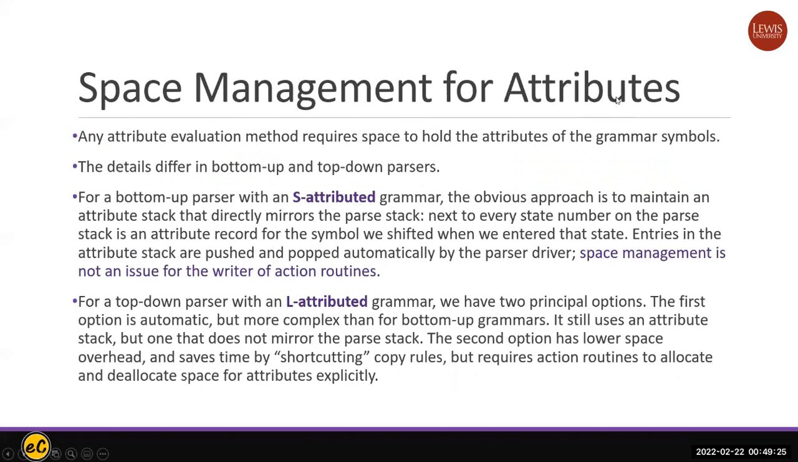So, space management of the attributes: any attribute evaluation method requires space to hold the attributes of grammar symbols. The details differ in bottom-up and top-down. For a bottom-up parser with an S-attributed grammar, the obvious approach is to maintain an attribute stack that is pushed and popped directly mirroring the parsing stack. So there is a parsing stack, and you actually have the attribute stack, so the two are actually combined. The stack approach is more appropriate for this bottom-up case.